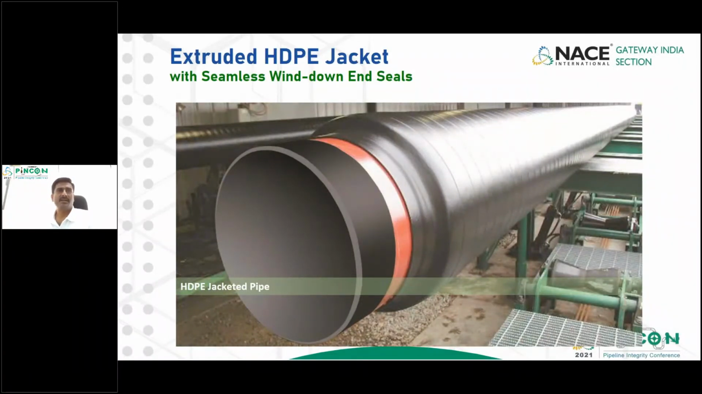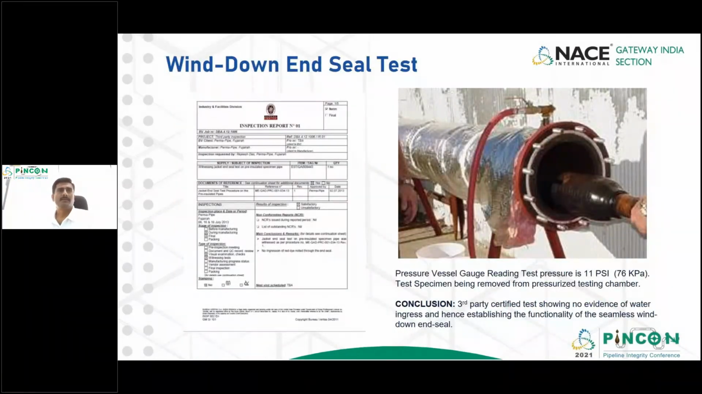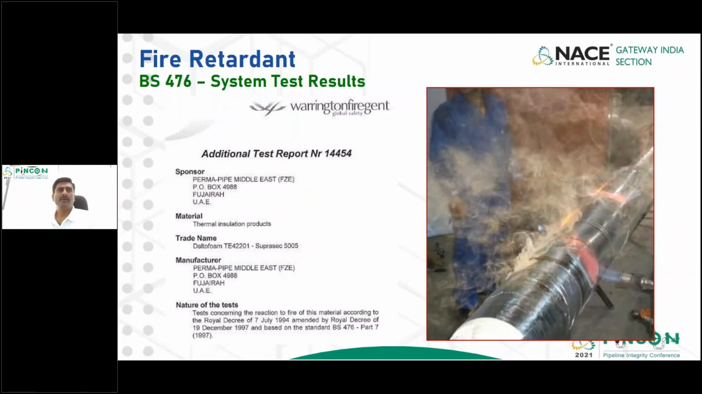Side extruded HDPE jacket having wound-down end seal, which is bonded and monolithic to limit the leak spread and prevent corrosion. This system can be used onshore, offshore, below ground, above ground, outside the battery limit area. The end seals are pressure tested and can take up to 11 psi water pressure, hence a watertight system. Filament wound FRP jacket is fire retardant which is BS 476 or ASTM E84 approved for use within the battery limit area.